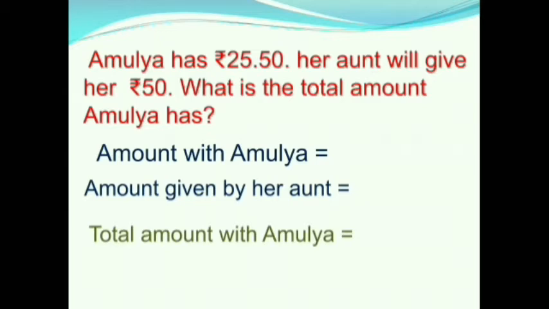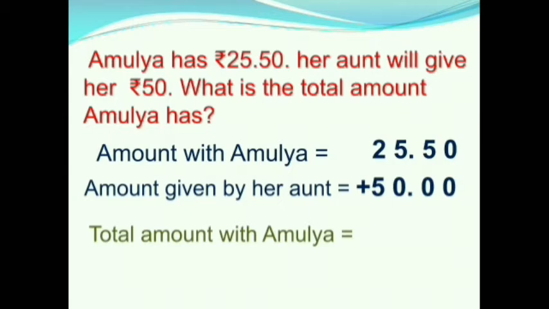First we should write amount with Amulya. How much amount with Amulya? Yes, 25 rupees 50 paise. Next we should write amount given by her aunt. How much amount given by her aunt? Yes, 50 rupees. Now we should find out total amount with Amulya.